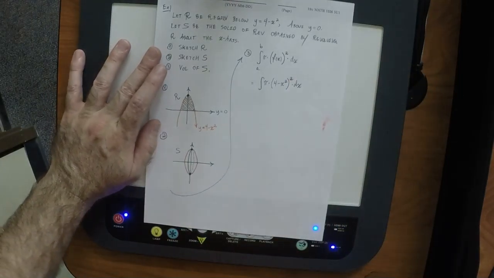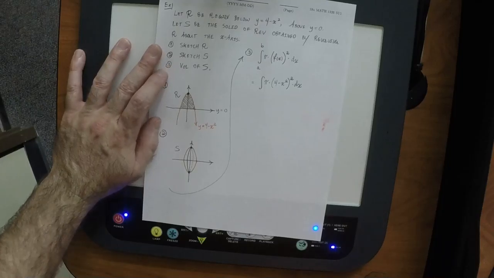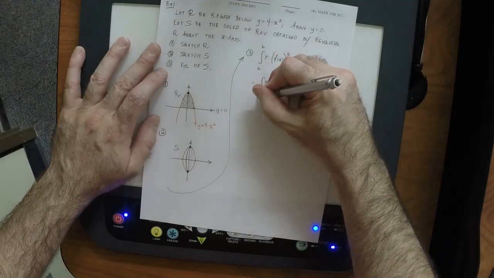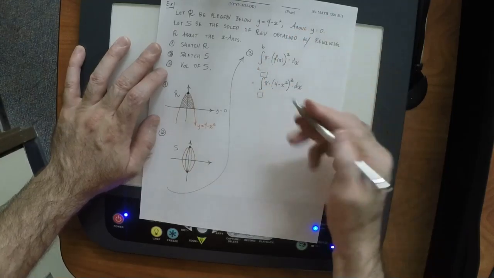So now, well, it's not entirely clear what we're going to use for a and b, huh? Like right here, I mean. So what are we supposed to put here in these places?